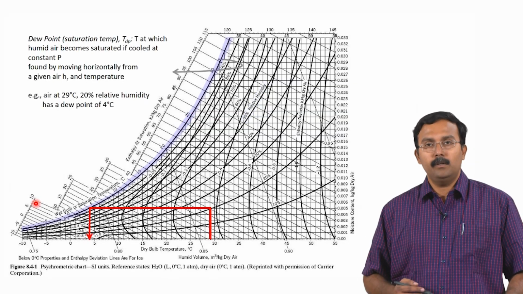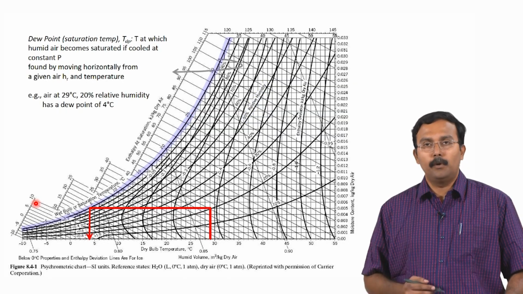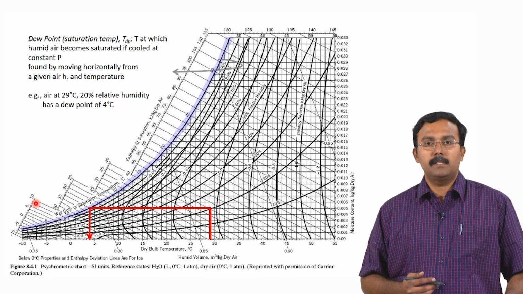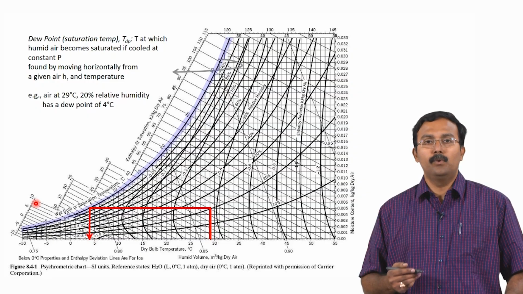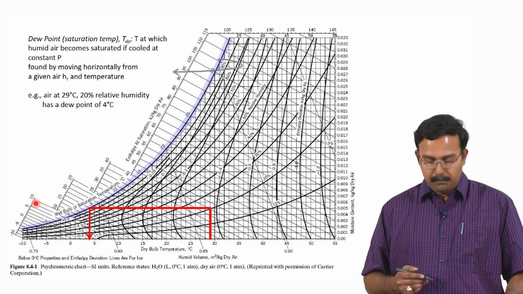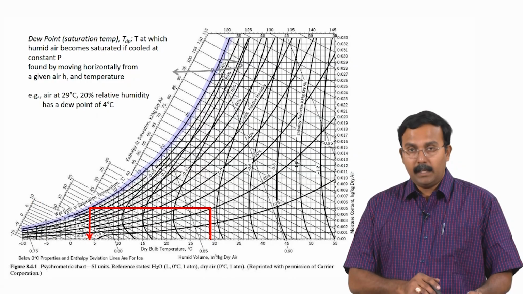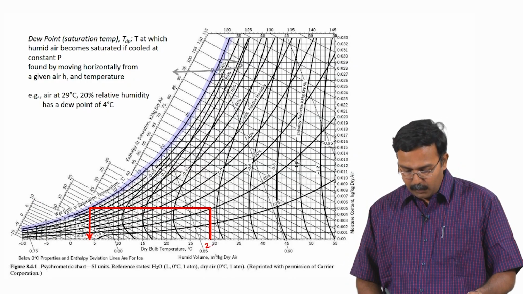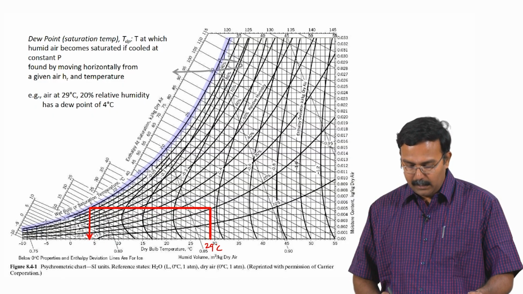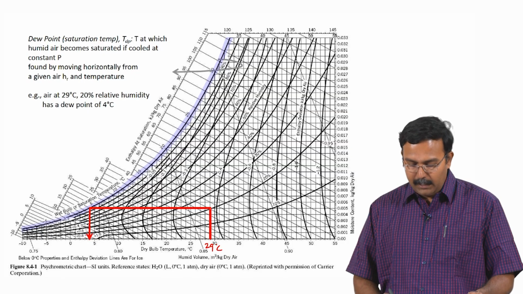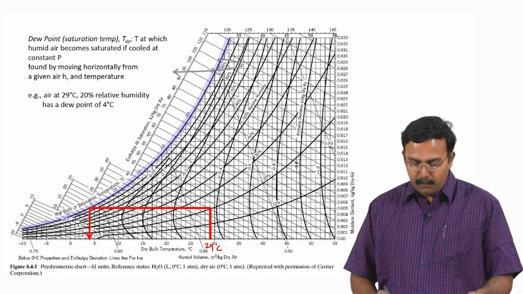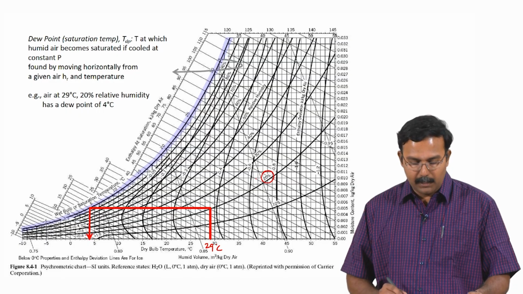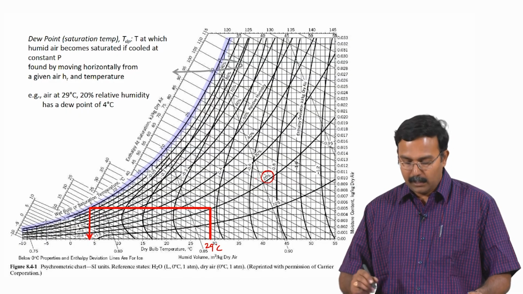The next information you can get from this is dew point. Dew point or saturation temperature is the temperature at which humid air becomes saturated if cooled at constant pressure. This is basically found like this. Take the example here, which is 29 degrees Celsius and 20% relative humidity. So, this is 29 degrees Celsius. The point is identified on the x axis, and then you move vertically up till you reach the relative humidity curve of 20% relative humidity, which is what has been given to us as the relative humidity.